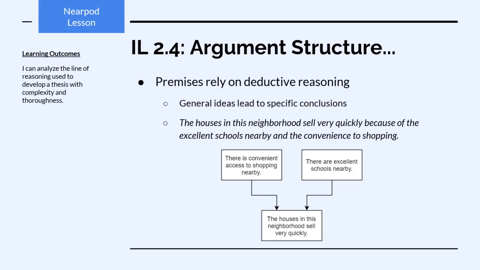Okay? For instance, in this short argument here, the houses in this neighborhood sell very quickly because of the excellent schools nearby and the convenience to shopping. Because of the excellent schools nearby and the convenience to shopping, those are two separate premises that support the claim that the houses in this neighborhood sell very quickly. We call them premises and not examples because they're not specific instances of something. They are just general statements of truth. And so if these statements are true, then they support our claim.